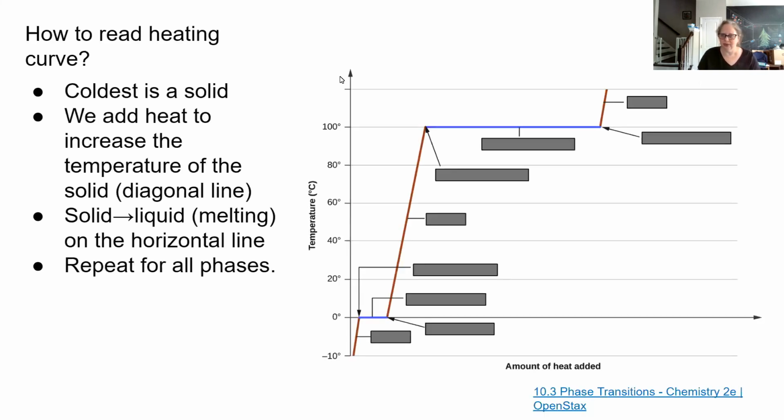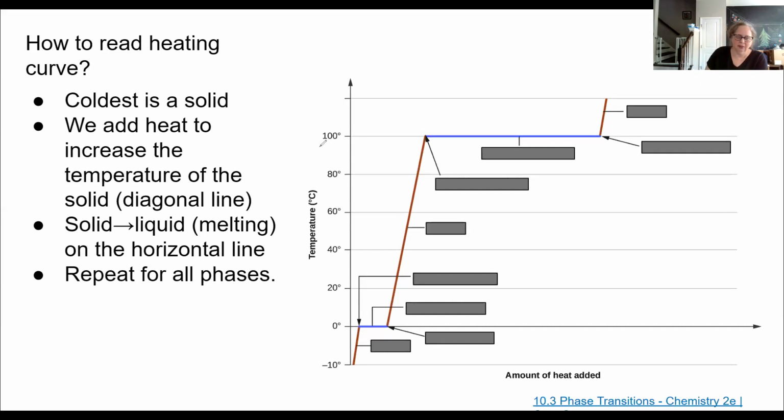This is what one looks like. Make sure you're reading every one carefully. They all look a little bit different. All right, so first off, temperature here, that's the y-axis, and it is almost always degrees Celsius because we're in thermodynamics. Down here, amount of heat added.